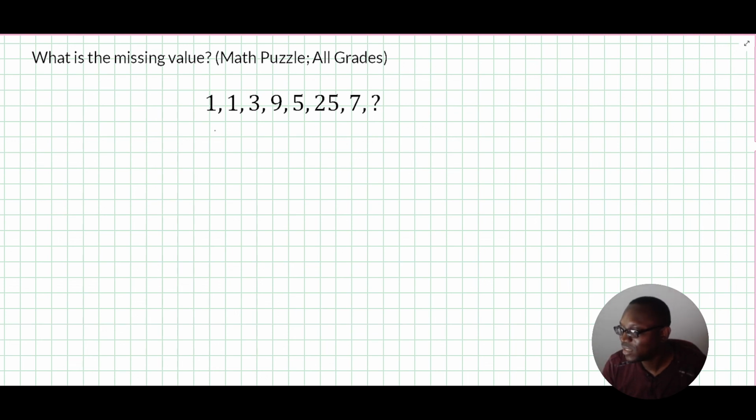I'm going to show you this. So 1 multiplied by itself is equal to 1. 3 multiplied by itself is 9. 5 multiplied by itself is 25. And then 7 multiplied by itself is 49. That's all there is to that one. And then final one.